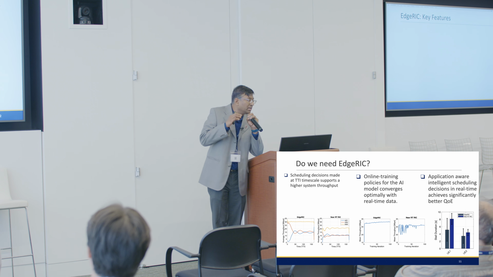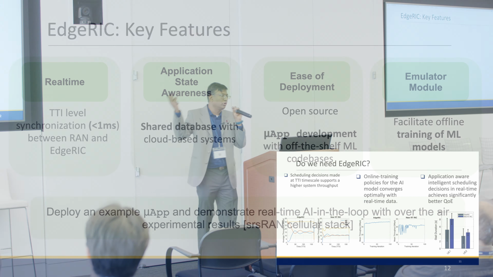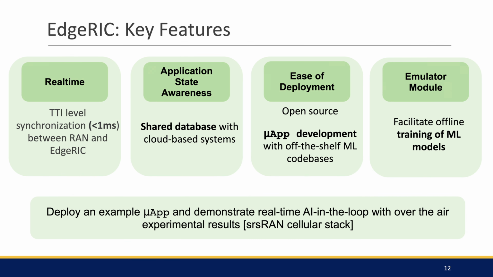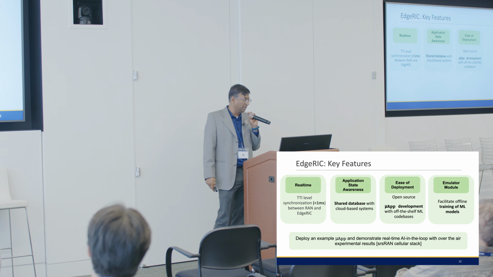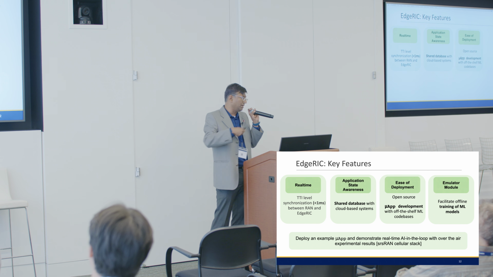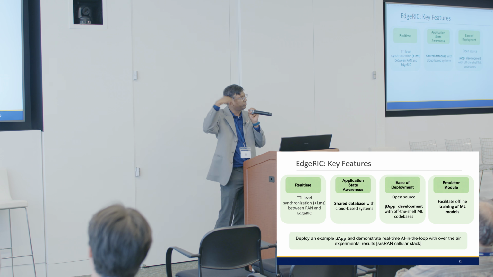So I wanted to spend a little time on EdgeRIC's key features, then I'll show you a few videos. So first of all, it is real time. That is fundamental. It accesses the RAN stack at TTI timescale and does what it does. It has application state awareness. Side info from apps are available. And it has the shared database, which I mentioned, Redis, where things can be dropped from other RICs.